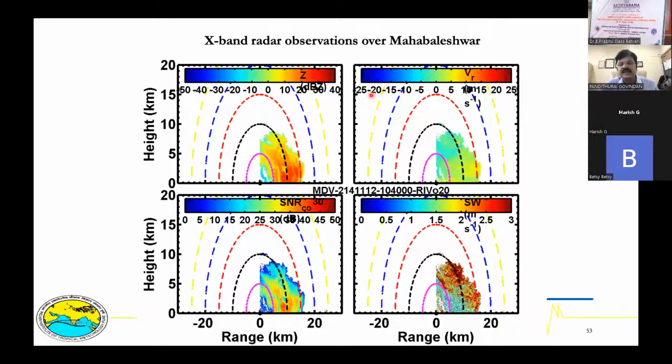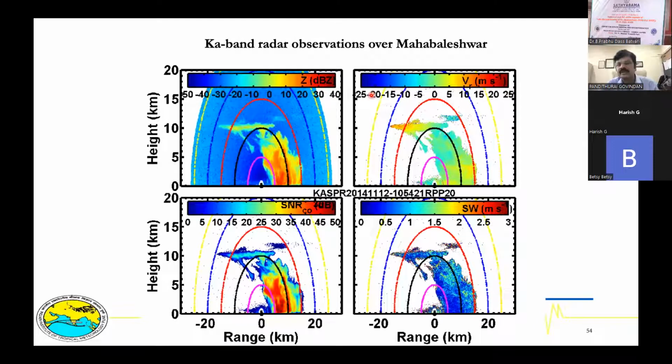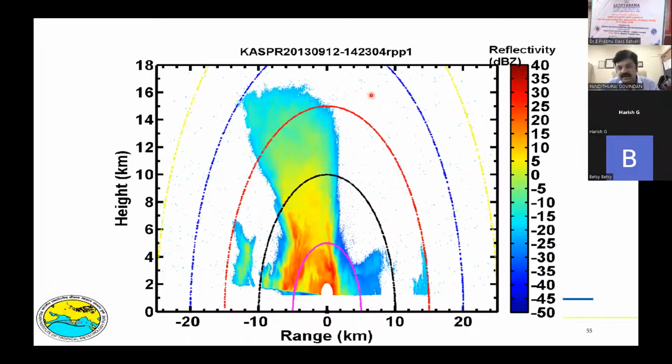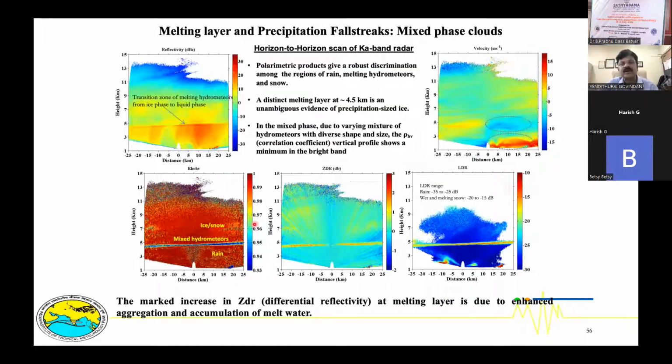We can see clearly the radar observations for the same type of event. When you observe with the millimeter wavelength radar, you have finer details in the cloud structures. So this is one such cloud profile, cloud radar reflectivity data. And we can also get all this information with the polarimetric variables, clearly the melting layer and the precipitation fall streaks. So we can also study the mixed phase clouds.